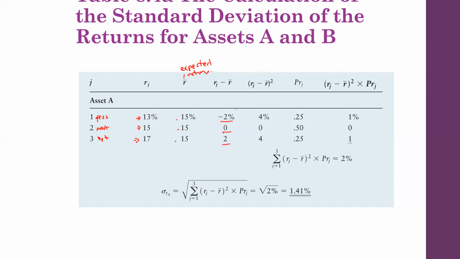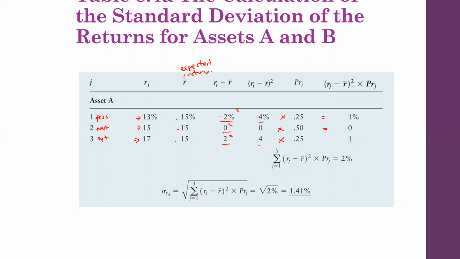Our next step is to square this, right? You want to square this to get the range. You want to find out what the range is. So we square it: -2 squared gives 4%, 0 squared is 0, 2 squared gives 4. Now our probability says the pessimistic is 25%, 50% most likely, 25% optimistic. What we do is multiply it. So we multiply 4 by 0.25 and we get 1%. 0 multiplied by 0.5, or 0 multiplied by anything, is 0.